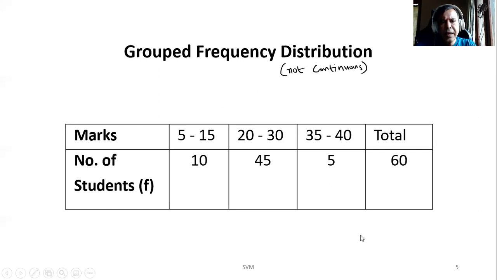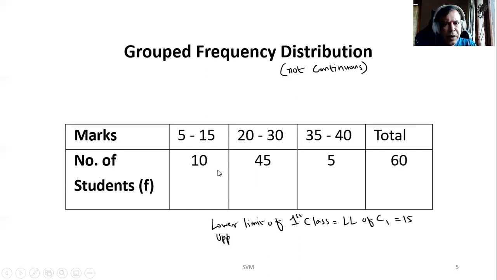Now, if I want to make it continuous, what I will do is look into the first class limit. 5 is the lower limit, 15 is the upper limit. Here 20 is the lower limit, 30 is the upper limit. I will consider the upper limit of the first class, which I will call UL of class 1, which is 15, and then the lower limit of the second class.